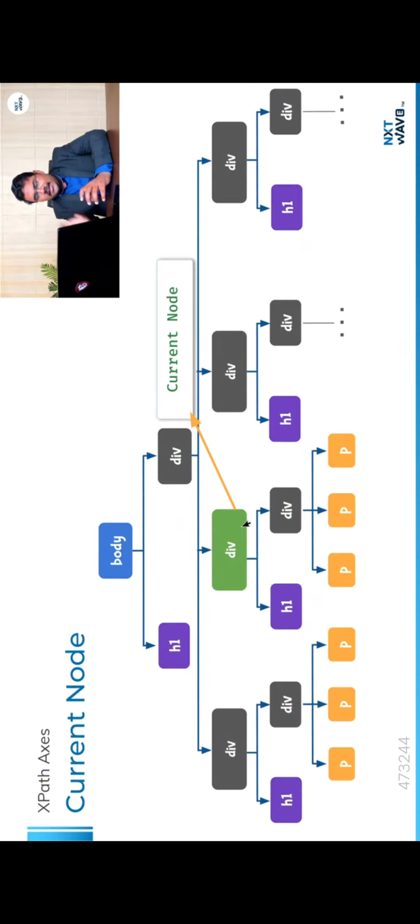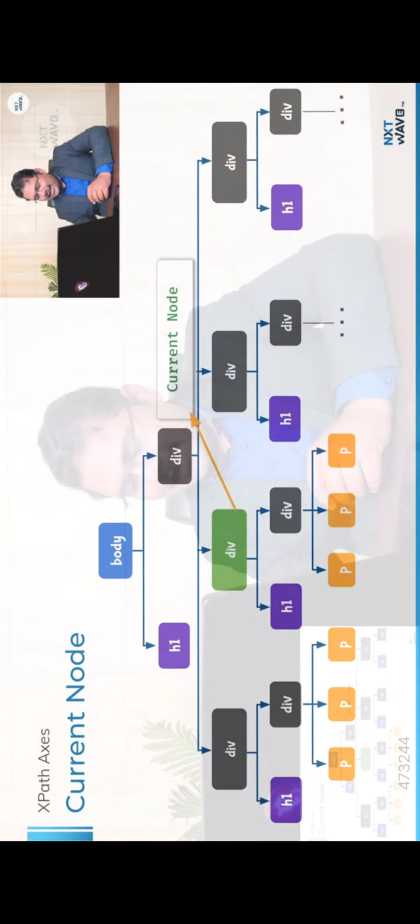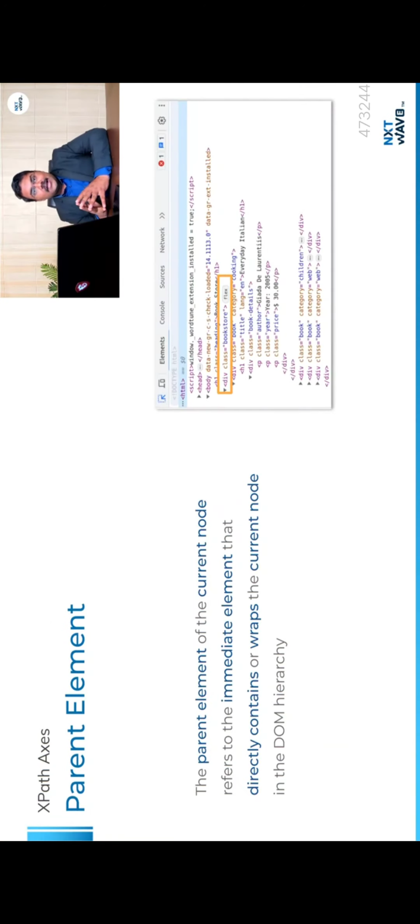Okay, so we'll consider this container element that has the Harry Potter heading as the current element. As we have discussed earlier, the parent element of the current node refers to the immediate element that is directly containing or wrapping the current node in the DOM hierarchy.